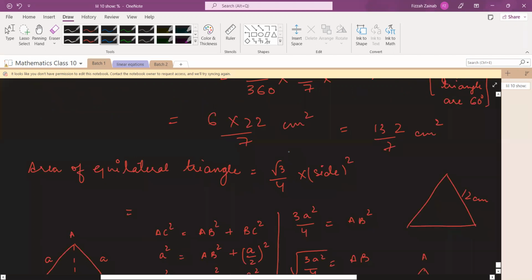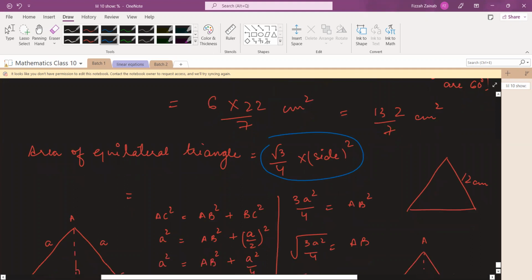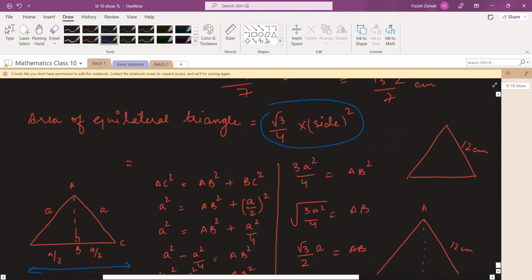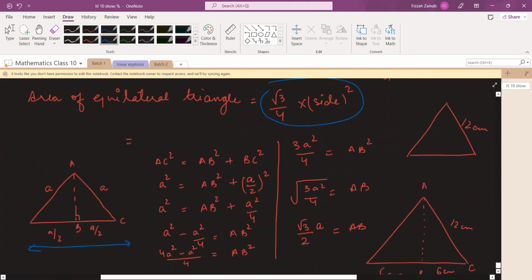See, this is a standard formula. You can remember this thing, so you don't have to derive the formula in this question. In case you don't remember, then you can derive. Otherwise, you can just remember that the area of the equilateral triangle is root 3 by 4 into side square. I have shown you how you are getting this formula. Correct? So I'm just skipping. If you want to write, you can write the derivation.